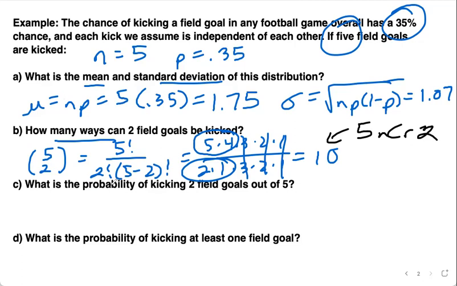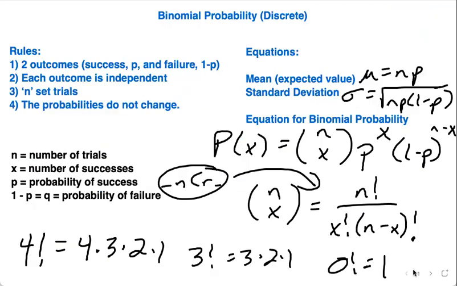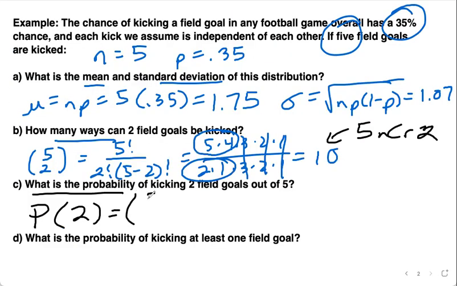Finally, what is the probability of kicking 2 field goals out of 5? So that's the probability of getting 2 of these. I'm using this formula back here, right up here. Okay, ready? This would be 5 choose 2, 0.35 to the 2, 1 minus 0.35 to the 5 minus 2. Now let's clean up that last piece. 1 minus 0.35 is 0.65. And 5 minus 2 is 3.